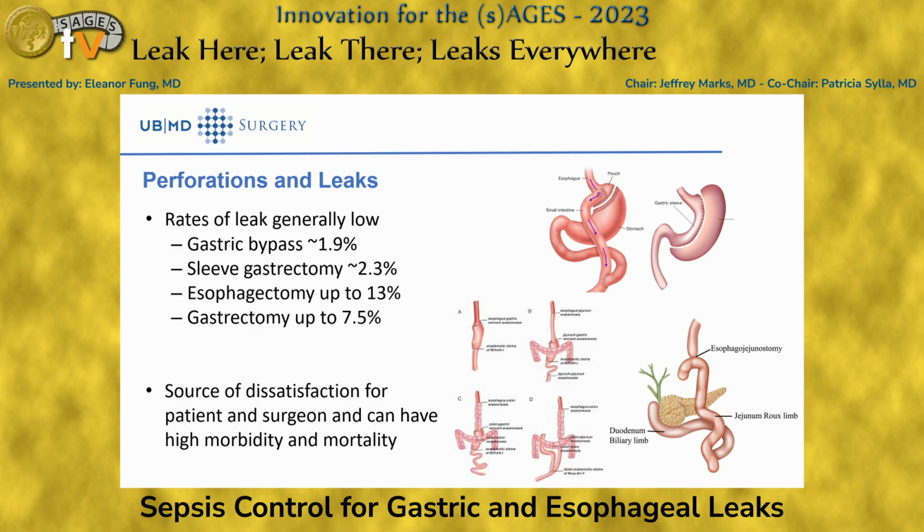So I know we already covered some of it in terms of the leaks, but leaks are a dreaded complication for any surgeon out there, regardless if it's upper or lower GI. But in terms of the upper GI tract, if it's a benign disease such as gastric bypass or sleeve gastrectomy, the rates are generally lower. However, when you start thinking about oncologic resections, the leak rates are a little bit higher. As you can see with esophagectomies or gastrectomies, it goes up to 10%.